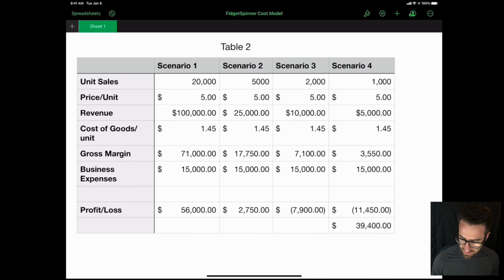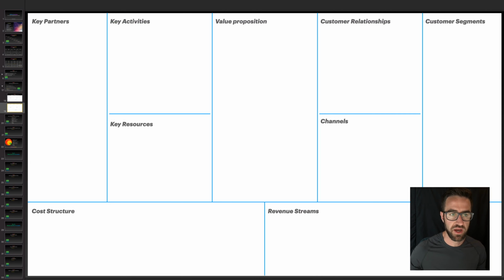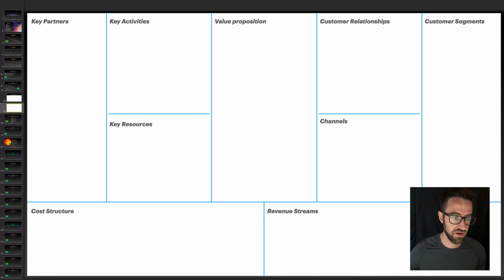There's some cost modeling that will help us get an idea of what we need to be thinking about when we look at our cost structure, okay? And going back over here, that is our cost structure. We just talked about our cost structure, right? Next, let's talk about our key, what do we do here?